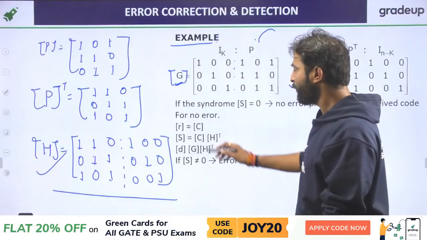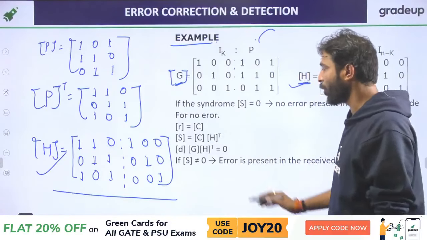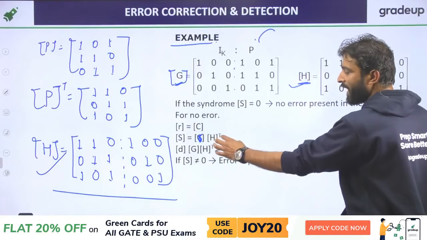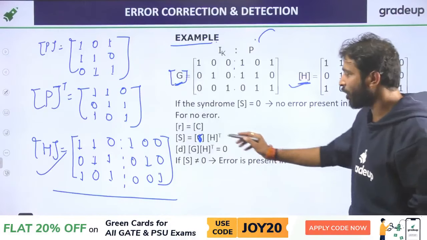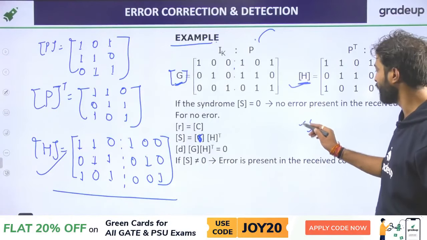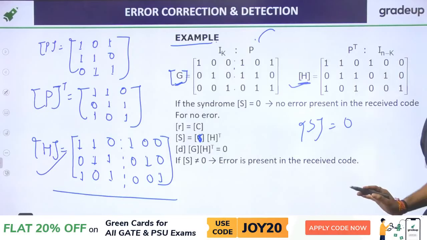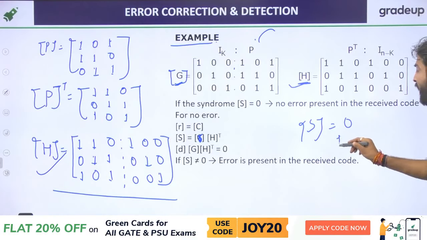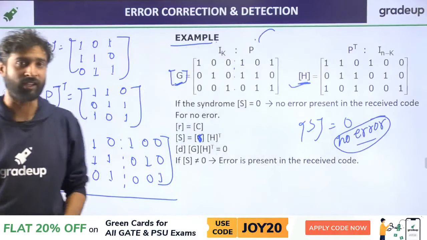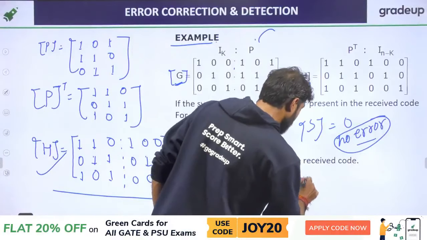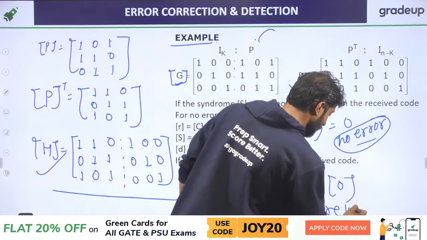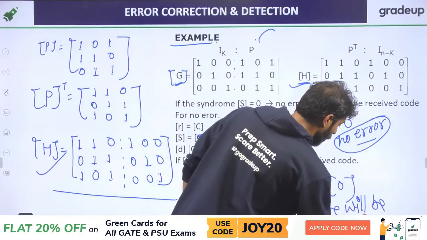And one more thing: if the code is received, that is the received code R, and R is multiplied with H transpose, that is called the syndrome matrix. If the syndrome matrix is a zero matrix, a null matrix, then there is no error. Everything is correct. But if the syndrome matrix is not a null matrix, then there will be an error.